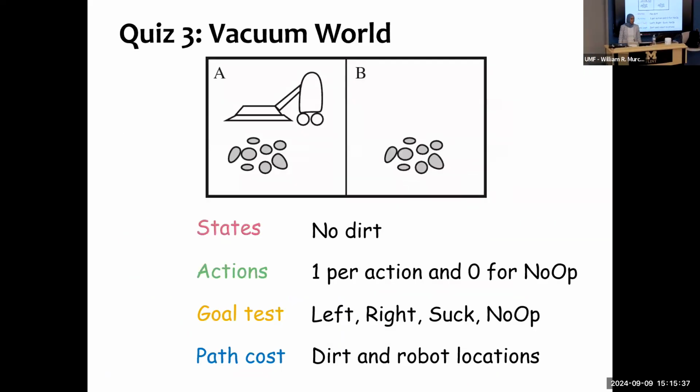which is the case of the vacuum world. The description is always in the Canvas. No dirt, 1 per action and 0 for no operation. Left, right, suck, no operation, and dirt and robot locations. Guess what? Now you must make it really fast. Done? Any questions?